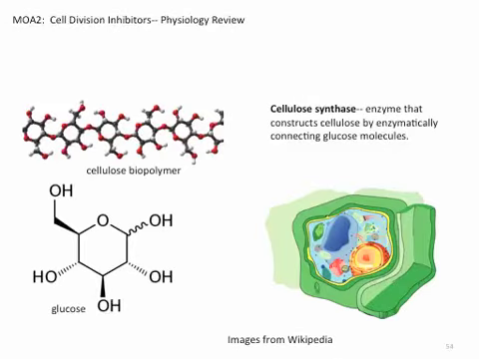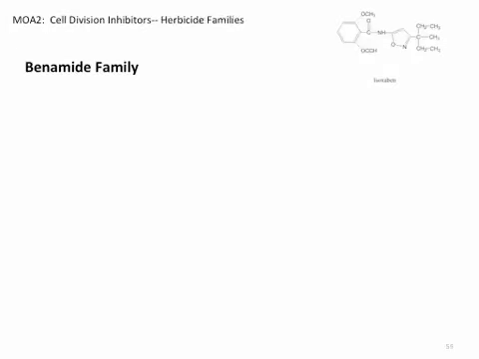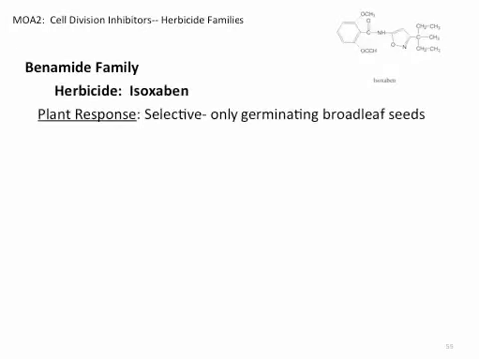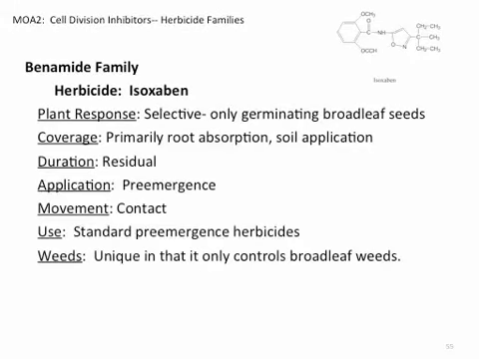Now we talked about cellulose being this biopolymer, and that is enzymatically connected by cellulose synthase. So we know that any herbicides that can block cellulose synthase can block the formation of cellulose, which is essential for cell wall formation. We do have some families that do this. This is the herbicide isoxaben, which is in the benzamide family.